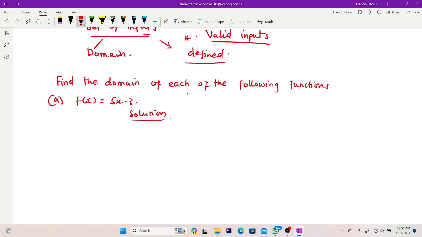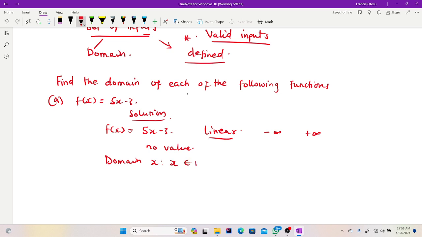As I said, domain is a set of inputs that will make a function defined. Given the function f of x equals 5x minus 3, you realize that there is no value of x that will make this function undefined. This is because the function is linear. Whenever you have a linear function, the domain spans from negative infinity to positive infinity. So in simple terms, you write that the domain is x such that x is a member of all real numbers, because there is no number that will make this particular function undefined.